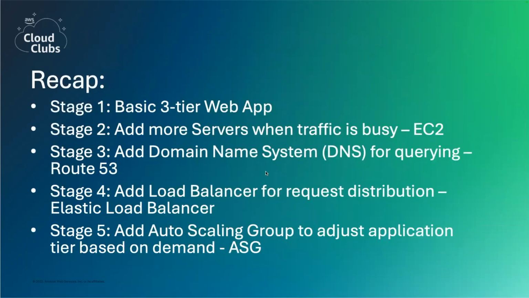So just a quick recap. I know we are running a bit over time. We have 5 stages in total. The first stage is just a basic web application, and the second is we add more service when traffic is busy, which is the EC2 instance. For stage 3, we add the domain name service for easy access. In the 4th stage, we add the load balancer for request distribution, also known as the elastic load balancer. And the 5th stage is adding the auto scaling group, so we can adjust the application tier based on demand.